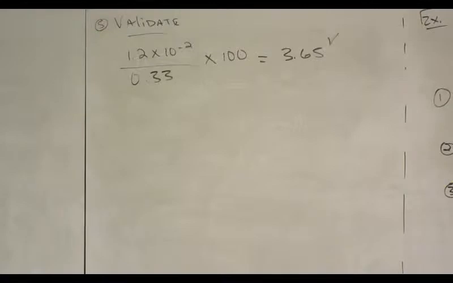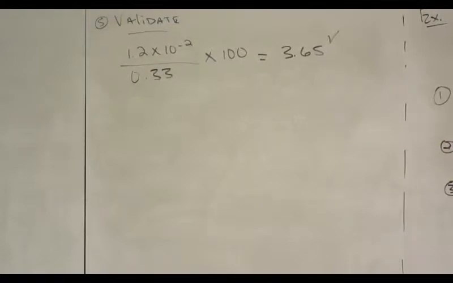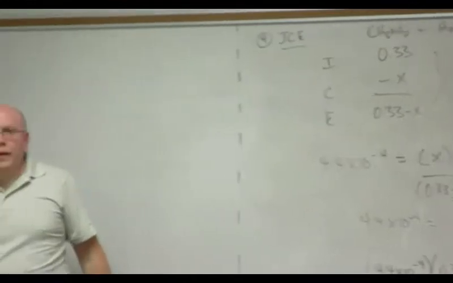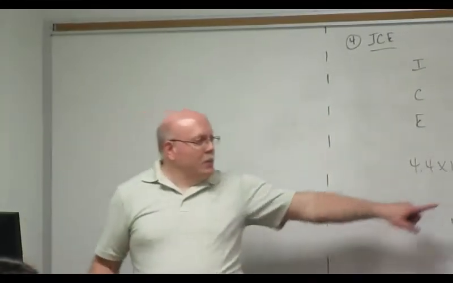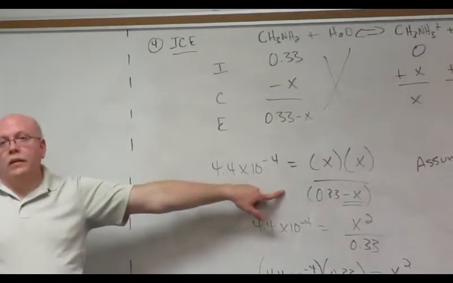Okay. On the test, will we need to do the quadratic as well? No, if you can use the assumption, you use it as a shortcut, but there will be at least one on the test where you have to use the quadratic. There's no choice. If it's over 5%, you go back to this point here and make it a quadratic.